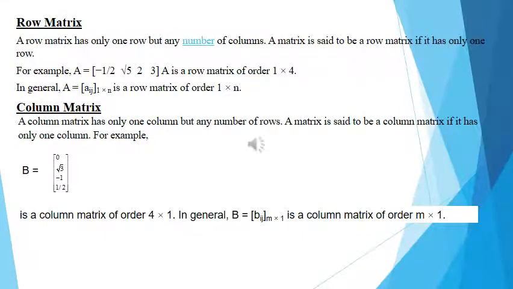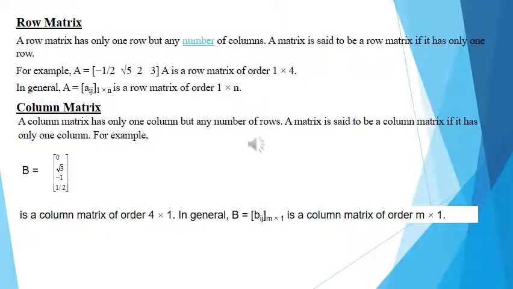A row matrix. What is a row matrix? Any matrix which is represented in only one row, that is only one horizontal way, but there are no columns. A matrix is said to be a row matrix if it has only one row. For example, A is equal to minus 1 by 2, root 5, 2 and 3. This is a row matrix of order 1 by 4.